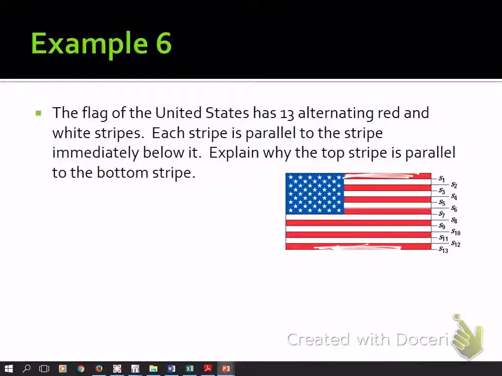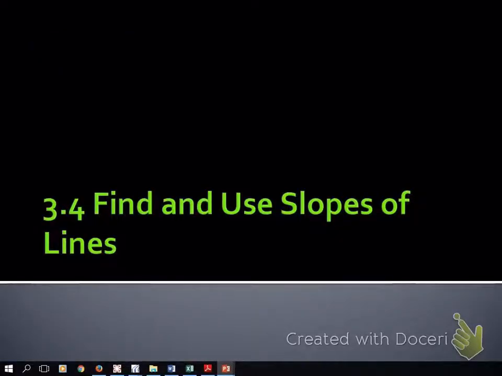Well, the transitive property of parallel lines kind of walks the parallelness all the way down the flag, right? So stripe 1 is going to be parallel to stripe 2. We just said that. One stripe is automatically parallel to the one below it. Stripe 2 is parallel to stripe 3. Stripe 3 is parallel to stripe 4, and we can keep going all the way down. All these stripes are parallel to each other. So eventually, we'll know that the first stripe and the last stripe are parallel to each other. And that's because of the transitive property of parallel lines. Okay? Another useful theorem that we'll find a use for some other time.